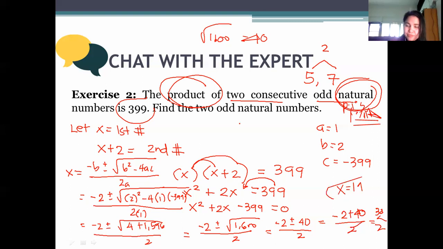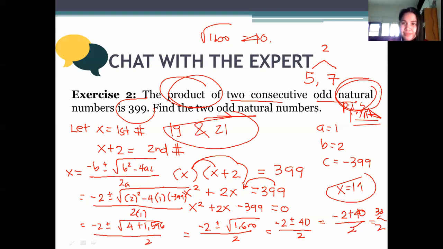The answer is 19. So if the first number is 19, what's the other number? 19 plus 2. So the other number is 21. So our two odd natural numbers are 19 and 21. Now, do you have any questions?